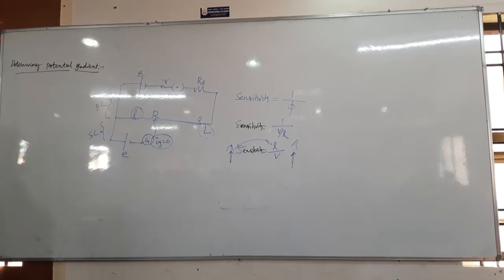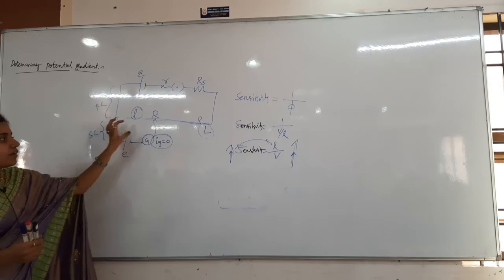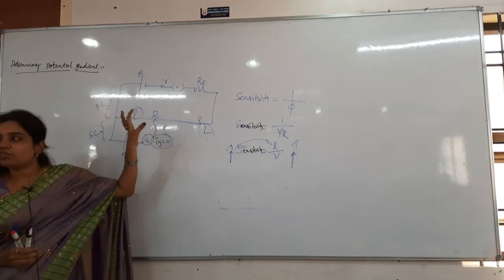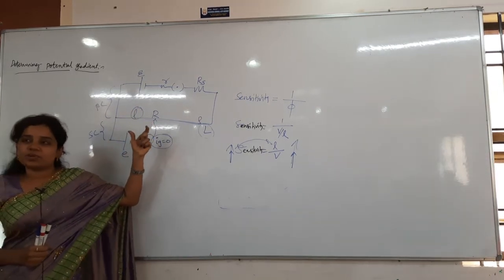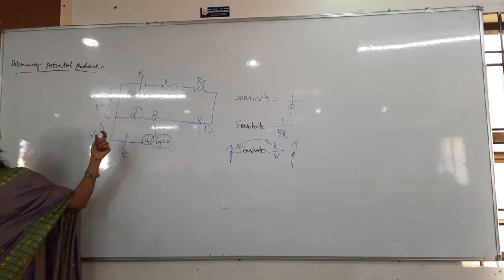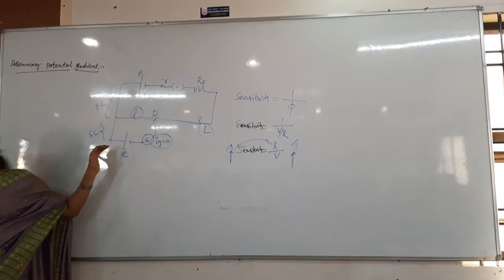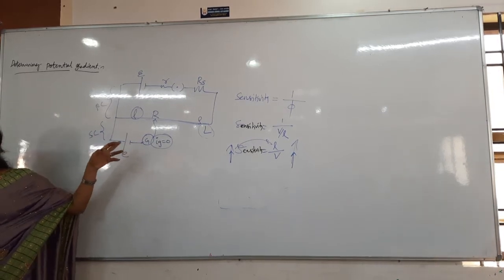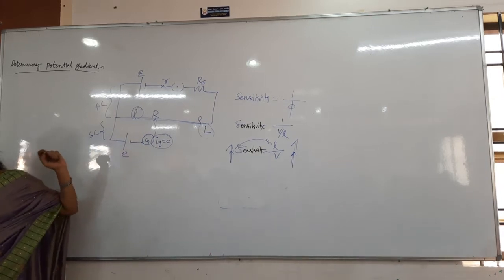Determining potential gradient. Now you have to find out the potential gradient across the wire. For that you have to find out V by L. V by which L? Small L or capital L? Small L. What is the small L here? Balancing length. Capital L is total length of the potentiometer wire.